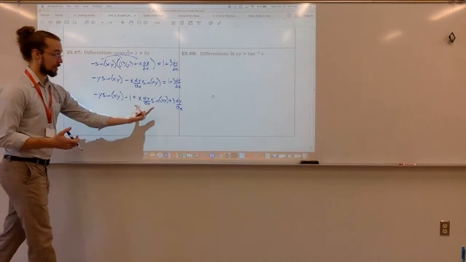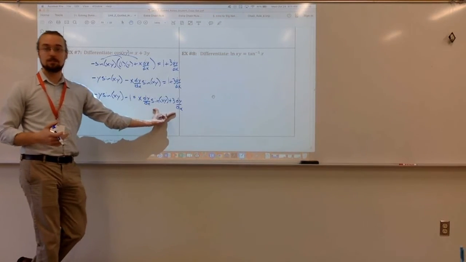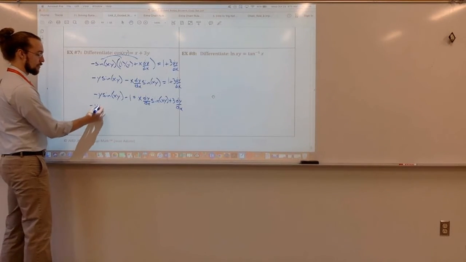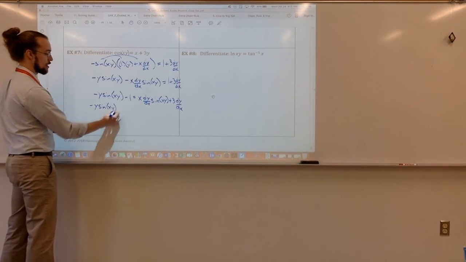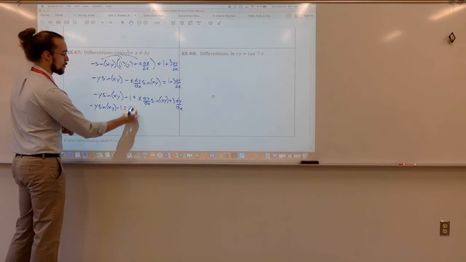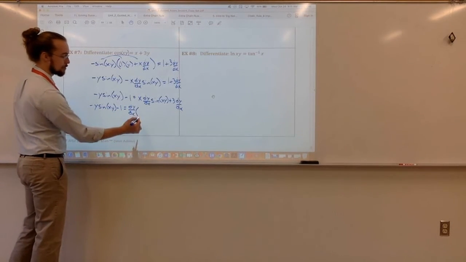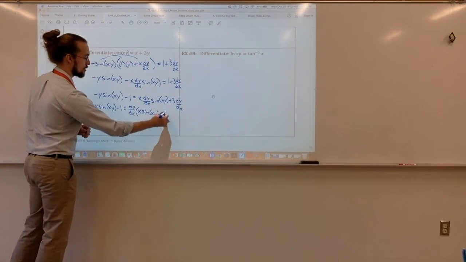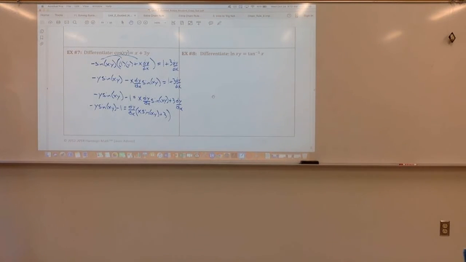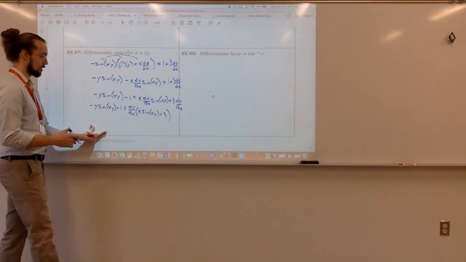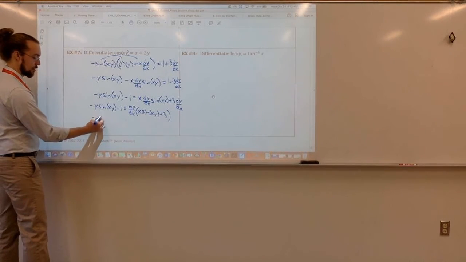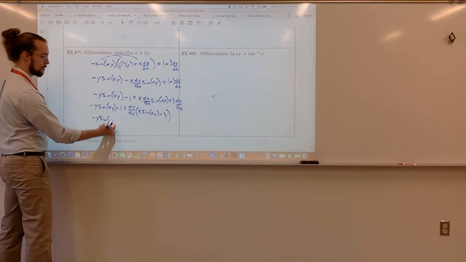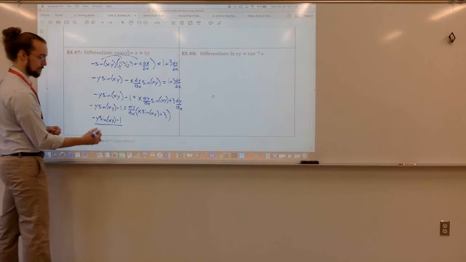So now I can factor a dy/dx out over here. Right? So I'll have negative y times the sine of xy minus 1 equals dy/dx times (x sine of xy plus 3). Right, now we just divide by this thing. And that's just the answer. I'm hoping.